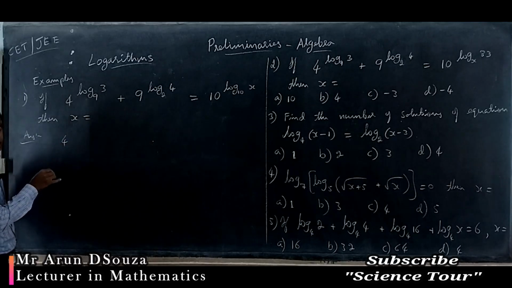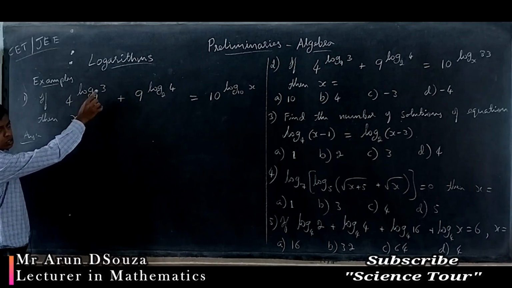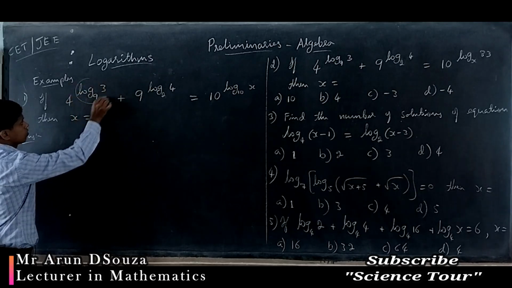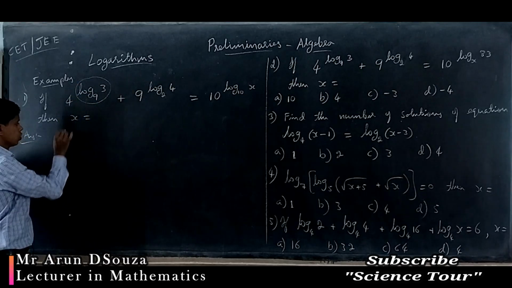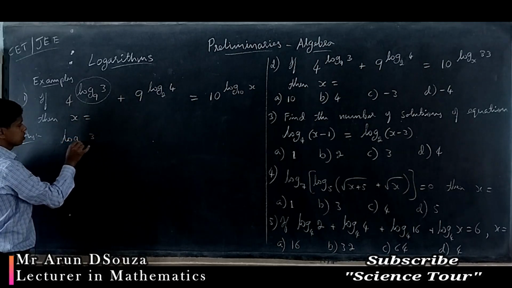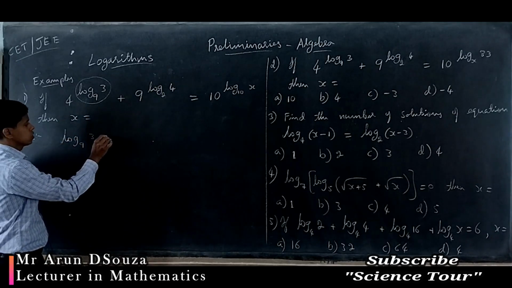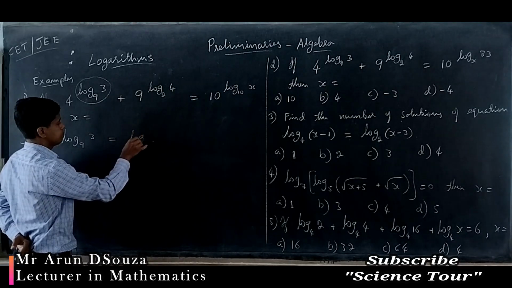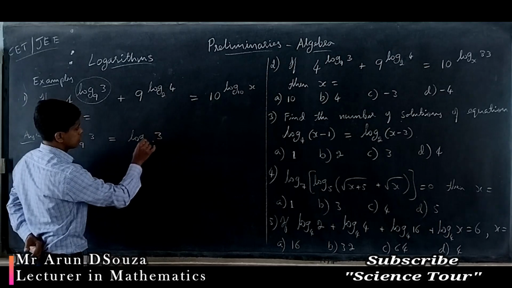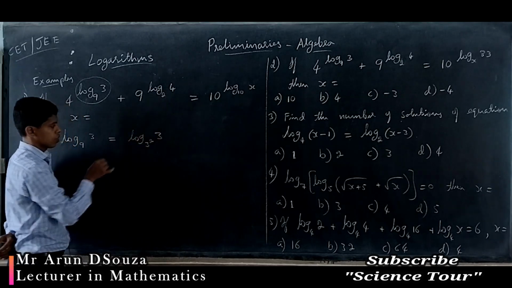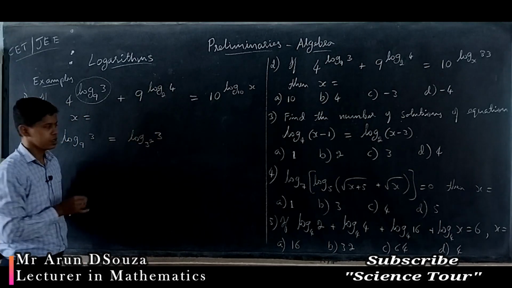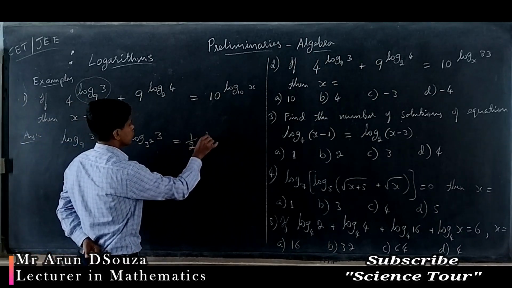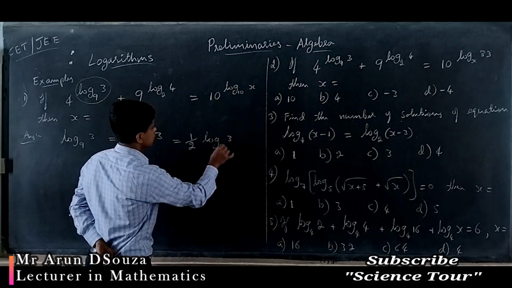So 4 raised to log 3 to the base 9. I will just talk about this now. So log 3 to the base 9 can be written as log 3 to the base 3 square, correct? That is equal to 1 by 2 log 3 to the base 3.